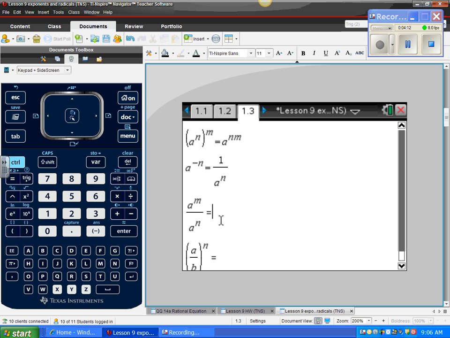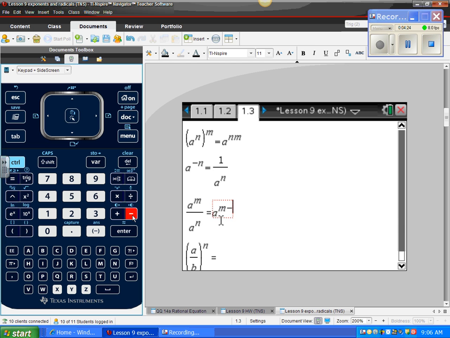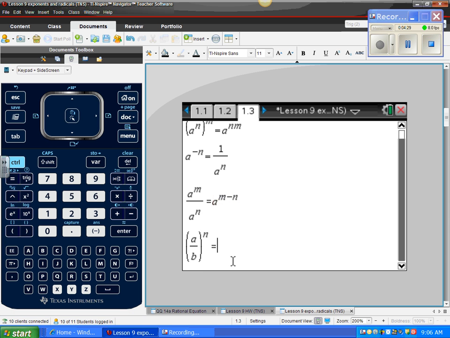A to the m divided by a to the n. Yeah, good. A to the m minus n. Does the order matter? Yes, absolutely. The numerator goes first, denominator second. You're subtracting the denominator's exponent from the numerator's exponent.